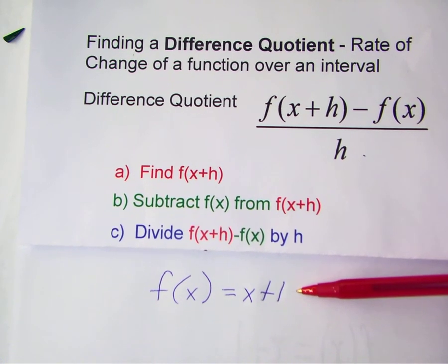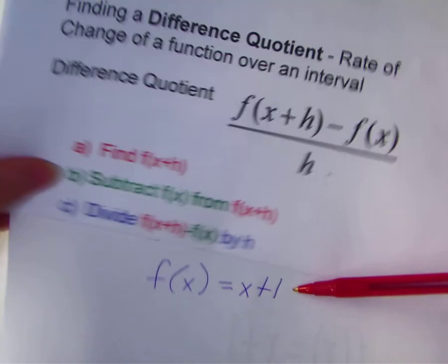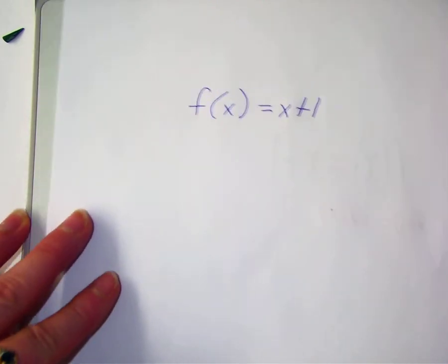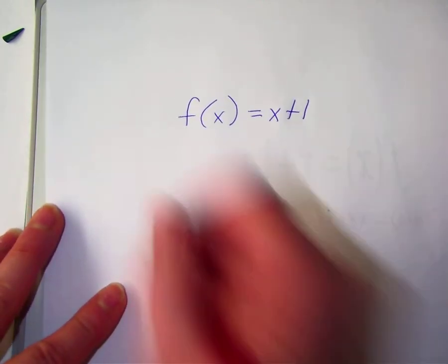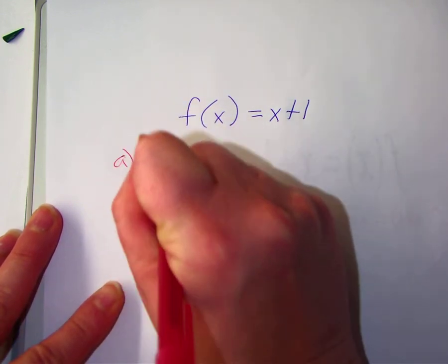So I'm going to come back to the definition of difference quotient at the end. But for right now, I'm just going to set this aside. We'll talk about it again in a few minutes. So step A, the first step to find the difference quotient, is to find f of x plus h.